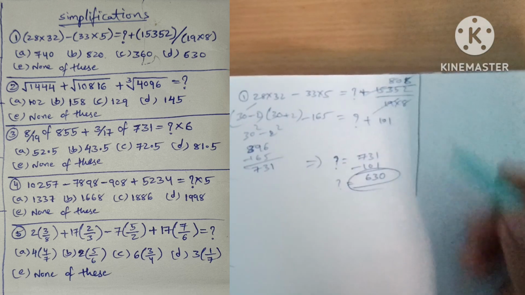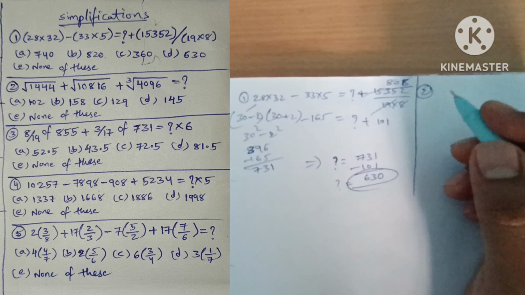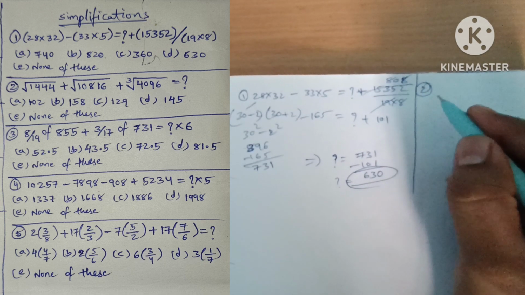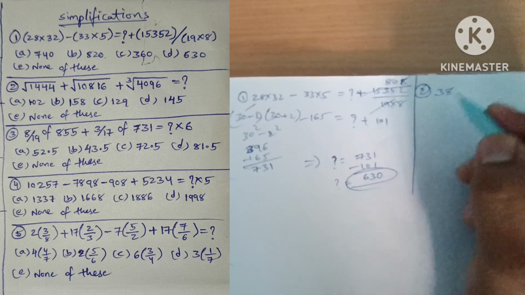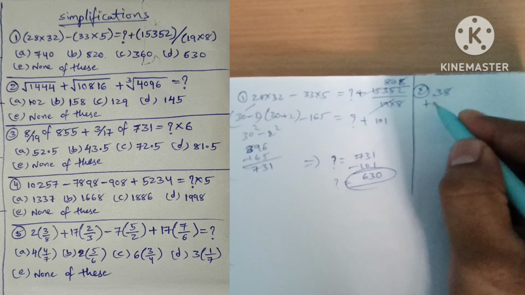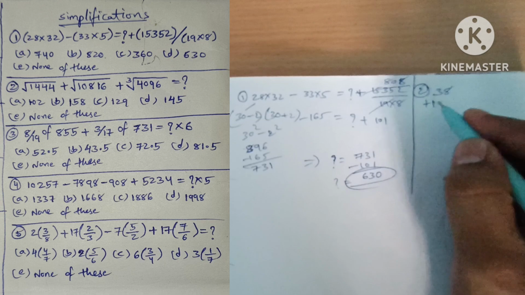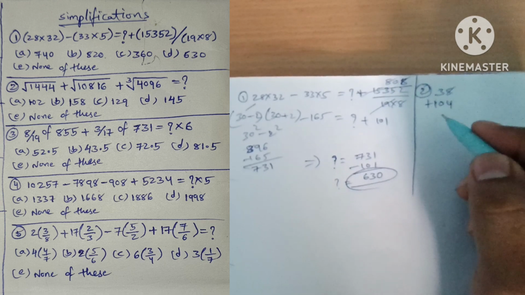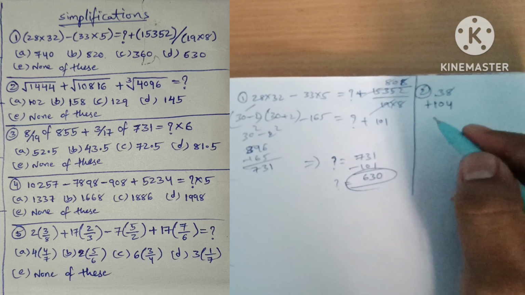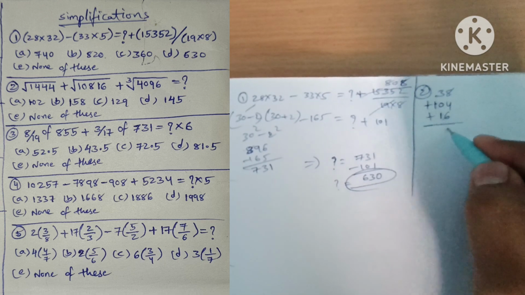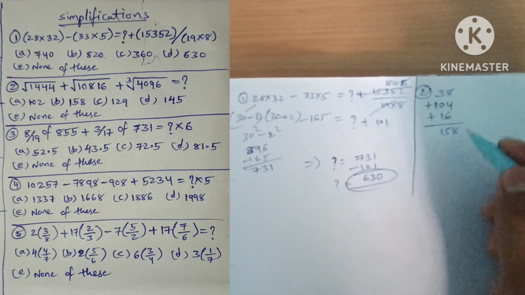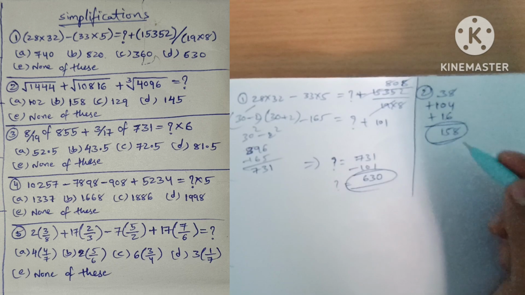Now we are going to do the second question. Square root of 1,444, which is 38 square, square root of 10816, which is square root of 104, and cube root of 4096, which is 16 cube. So our answer is 158. This is our second answer.